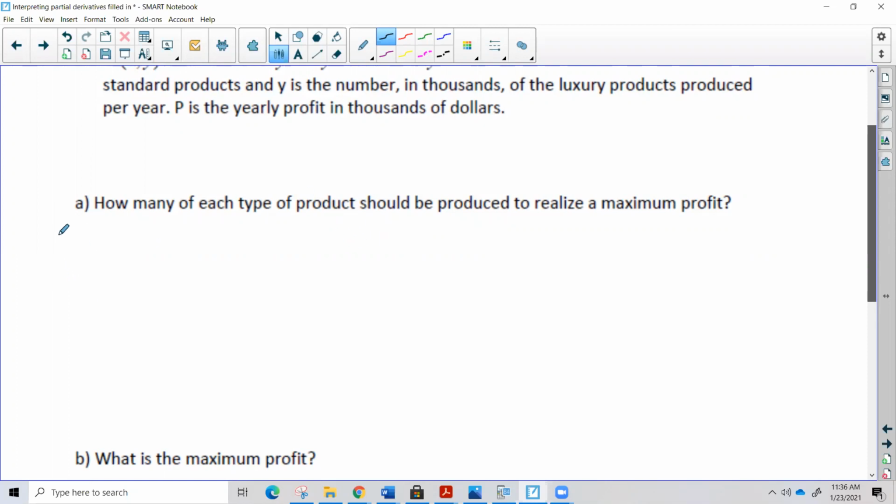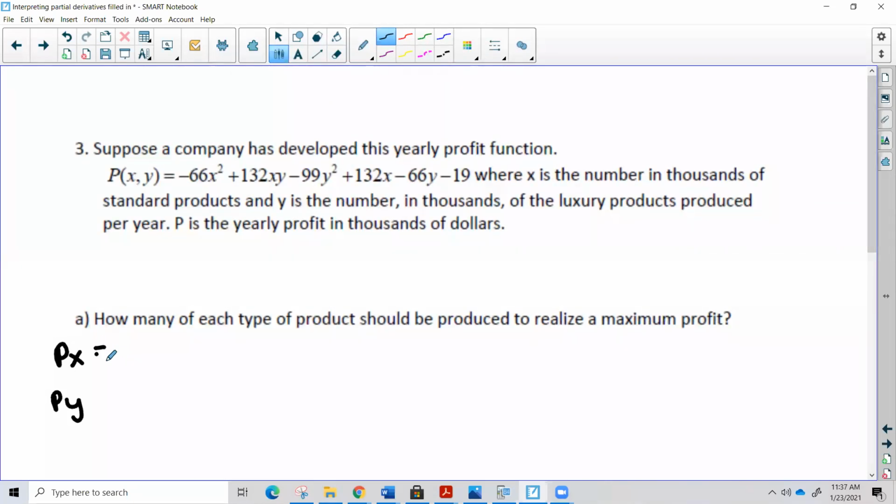Okay, so whenever I want a max, I need the partial with respect to X, and I need the partial with respect to Y. I'll put that down here. With respect to X, I treat anything with a Y as a constant. So for negative 66X squared, I multiply negative 66 by 2, and I get negative 132. X, 2 minus 1 is 1, so it's just X to the first, or X.